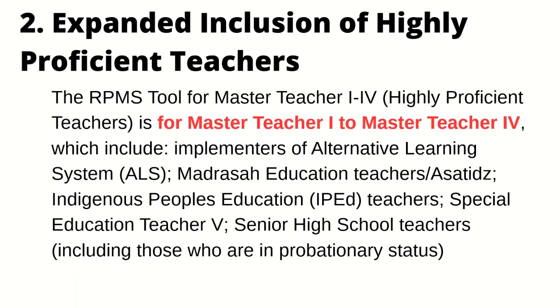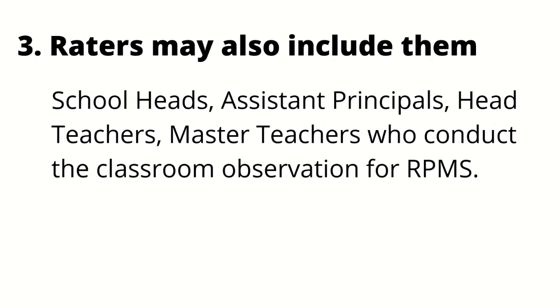There is also an expansion of the inclusion for highly proficient teachers. We have master teacher 1 to 4, but that also includes those who are teaching in the alternative learning system, the madrasa education teachers, the indigenous people education teachers who are master 1 to 4, special education teacher 5, and senior high school teachers who are currently having master teacher items. That also includes those who are under probationary status.